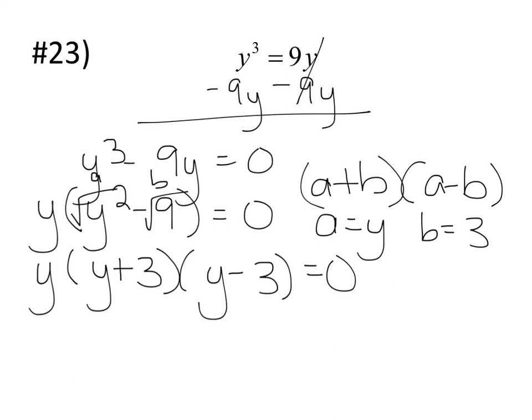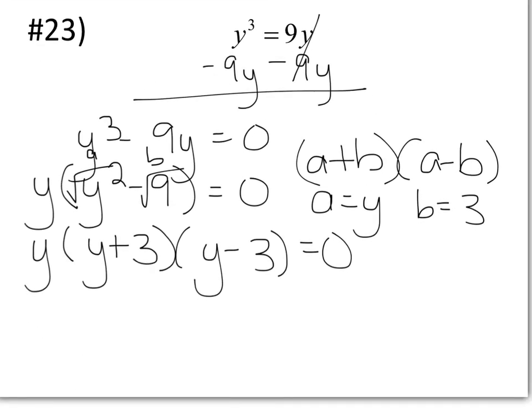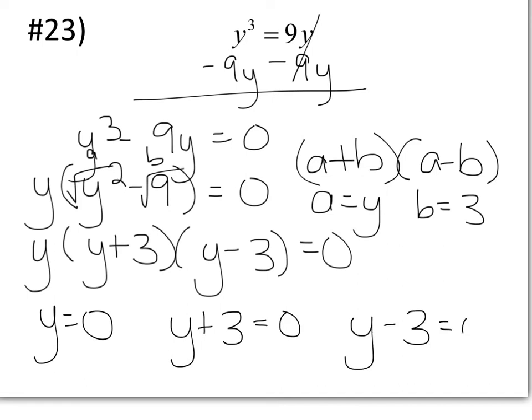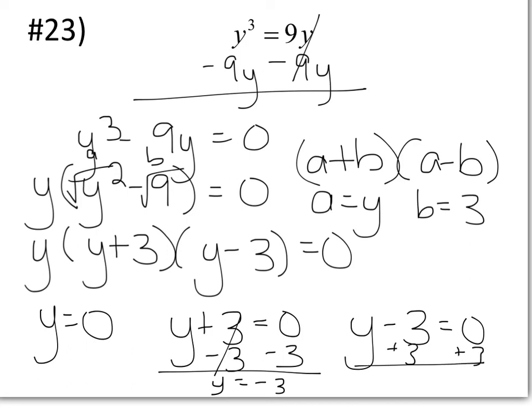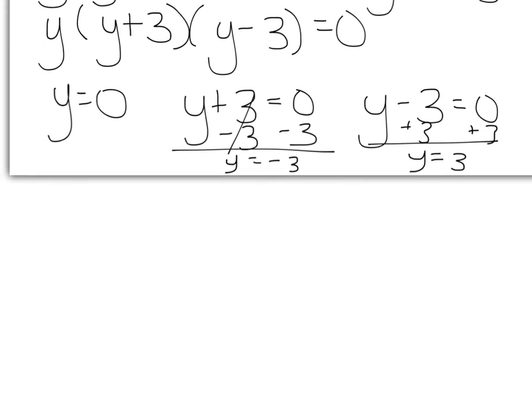And then you set each one of these equal to 0. So you have y equals 0, y plus 3 equals 0, and y minus 3 equals 0. So here you're going to subtract 3 from both sides to get y equals negative 3. And here you're going to add 3 to both sides to get y equals 3. So your solution set is negative 3, 0, and 3.